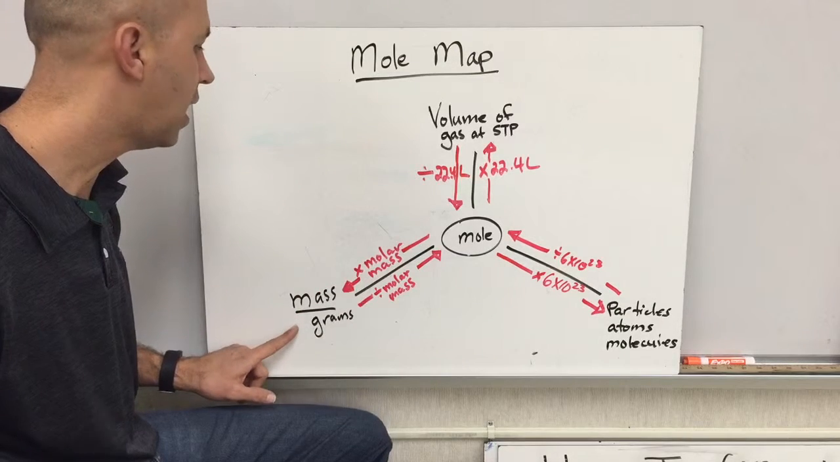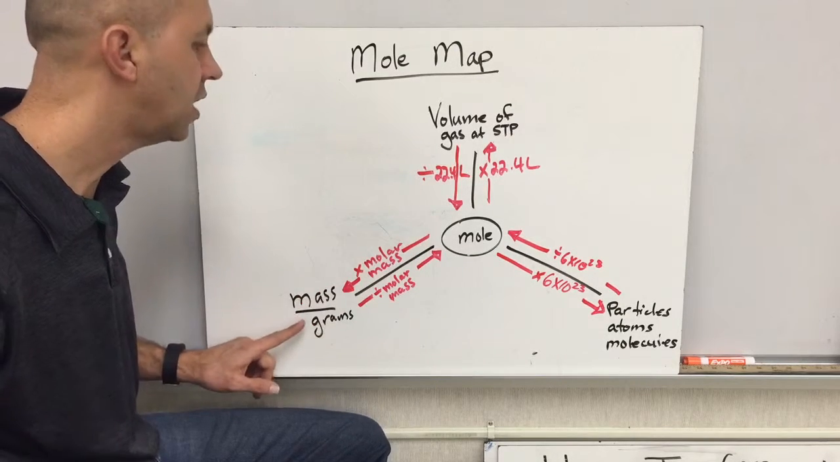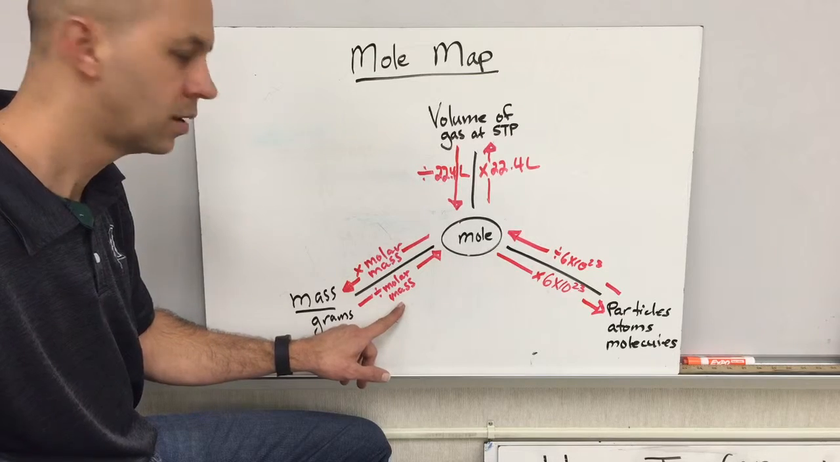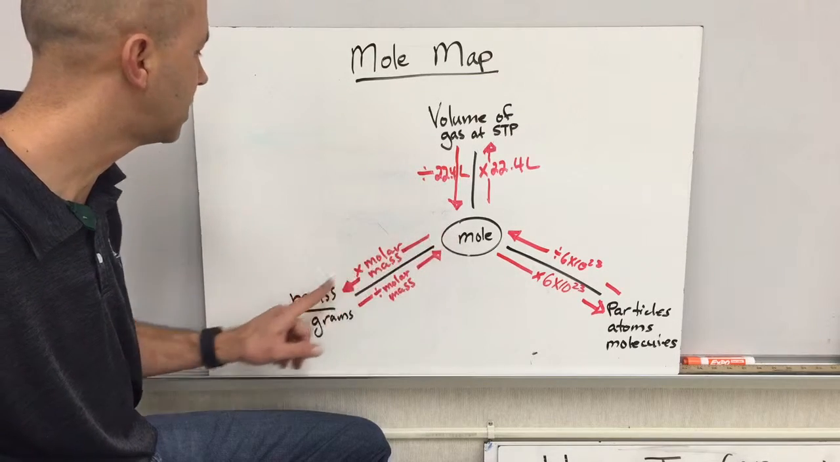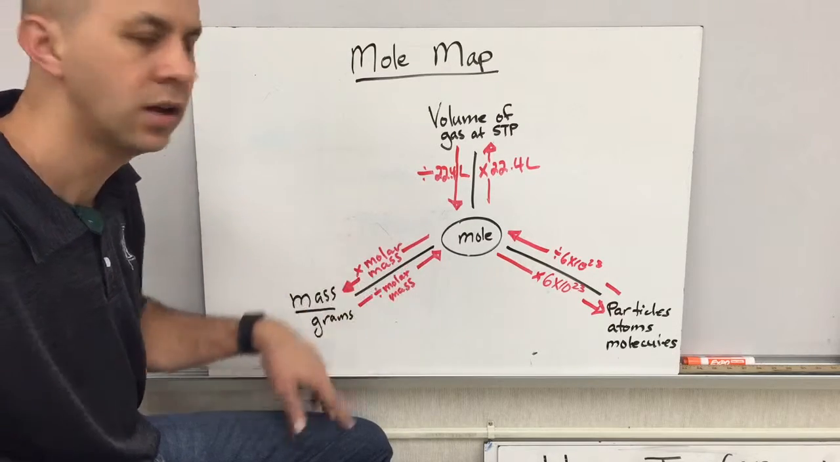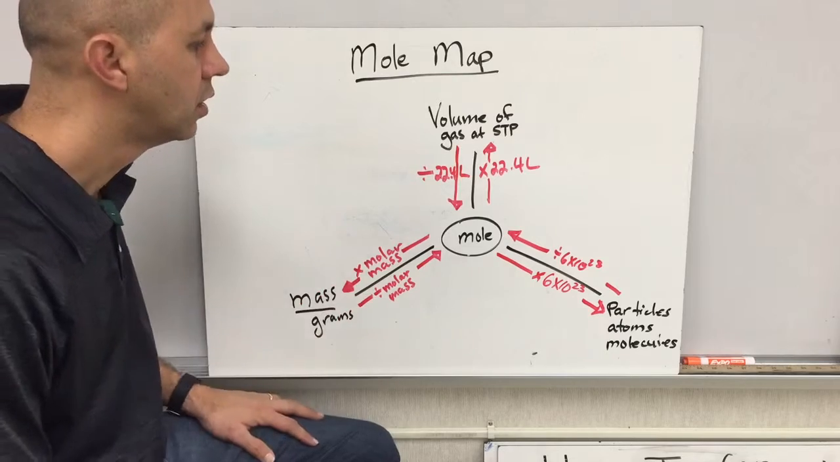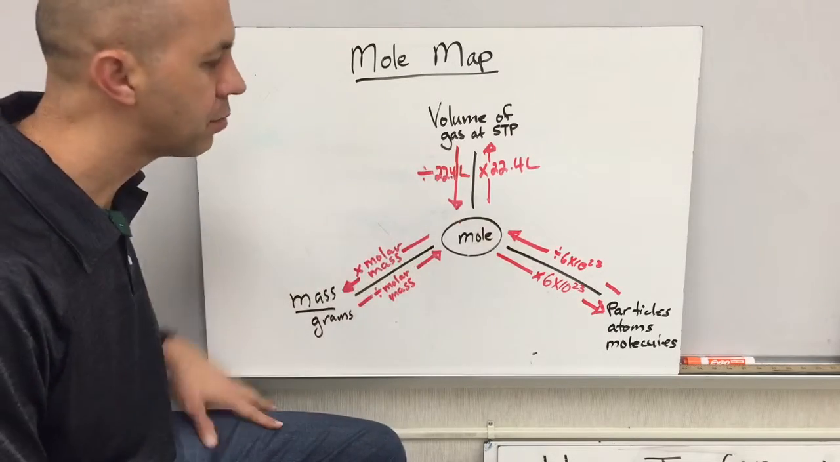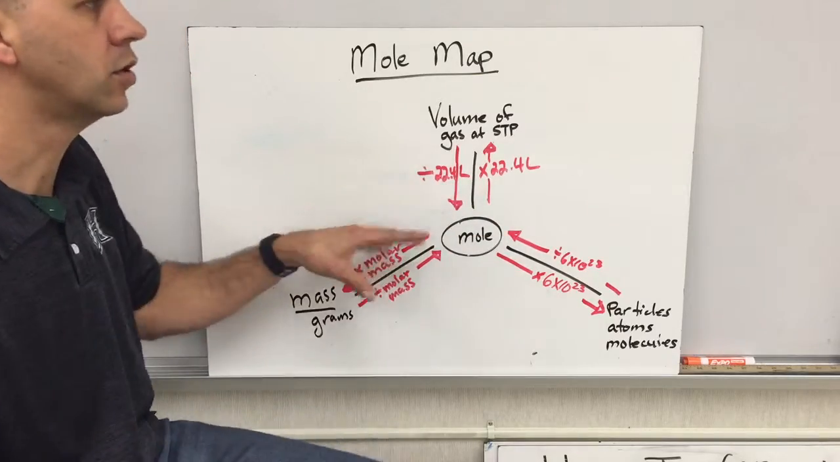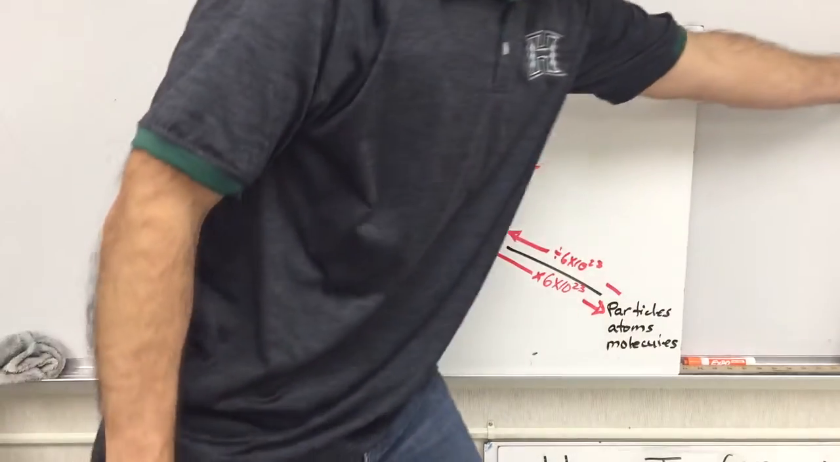Now, if you're in mass, if you're in grams and you've got to get to mole, we're going to divide by the molar mass. And if we're in moles and we've got to get to grams, we have to multiply by molar mass. So use these arrows here to help guide you on your journey through the mole map. I'm going to leave this here and keep coming back to it, but I'm going to try to show some examples.